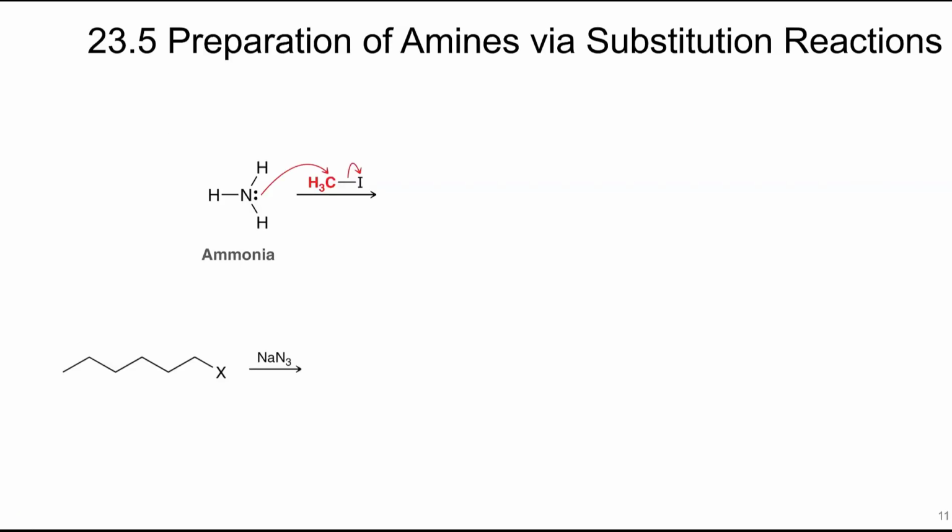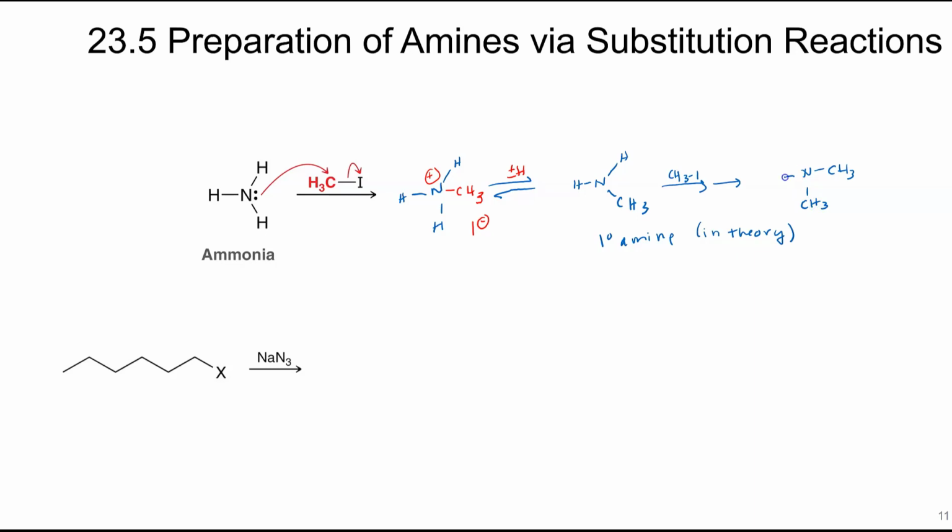We can make amines via substitution reaction. If you have ammonia and you add methyl iodide, you get CH3, that would be plus proton transfer. Then we'd have I minus here. And then you would get a primary amine. I'm going to put in theory here. Because realistically, once you form the primary amine, this reaction will keep happening with methyl iodide until you end up with the quaternary ammonium salt. So you have the N plus and the I minus, where that methyl group has now added 4 times. So that method is not the best one to make a primary amine, and we'll see better ideas shortly here.